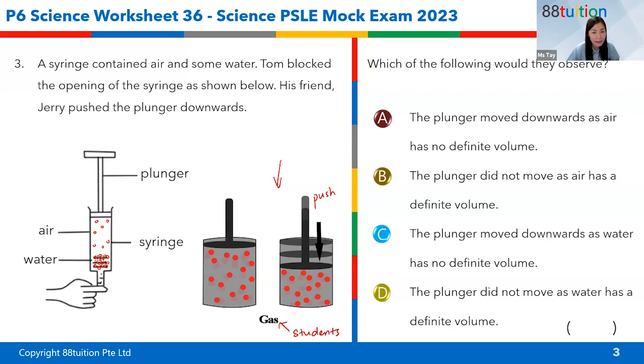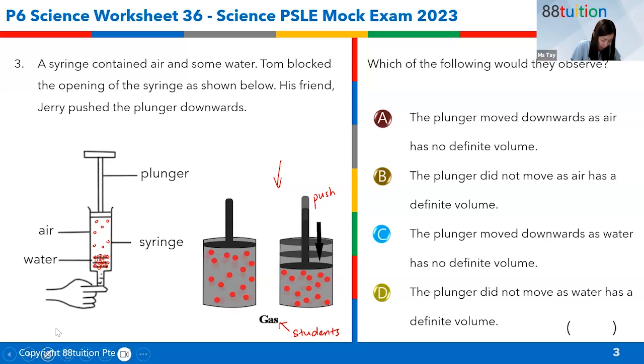That is why gases do not have a fixed volume. Clear? No fixed volume. Any space you give it, the gas particles will try to occupy the whole space. That's how it is. So in this case, the plunger can move, right?